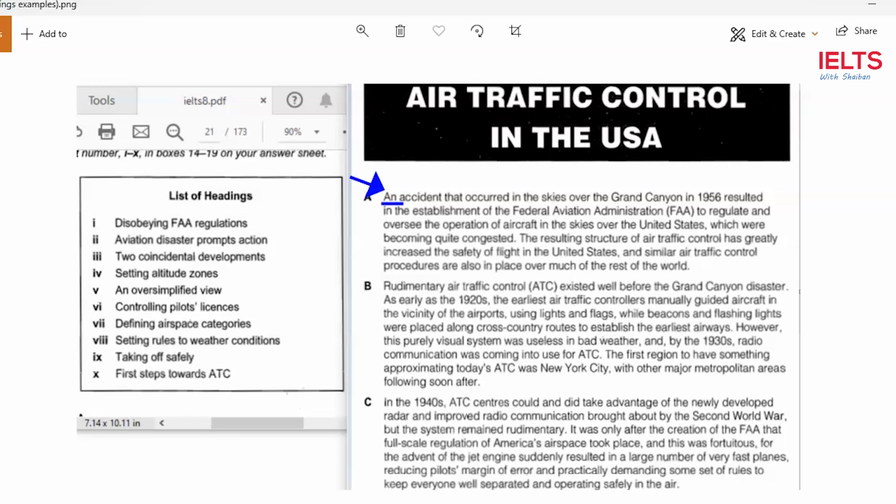So we start from here. An incident. Of course, this paragraph talks about air traffic control in the USA. So if I say, an incident that occurred in the skies over the Grand Canyon in 1956 resulted in the establishment of the Federal Aviation Administration, FAA, to regulate and oversee the operation of aircraft in the skies over the United States.